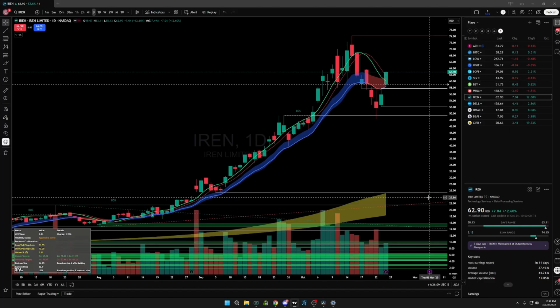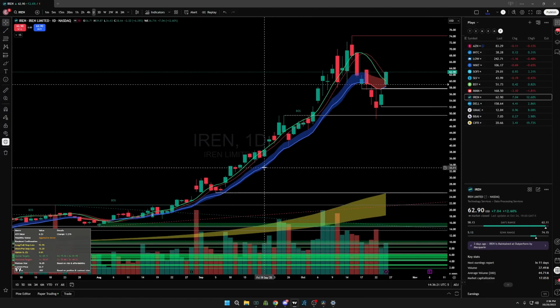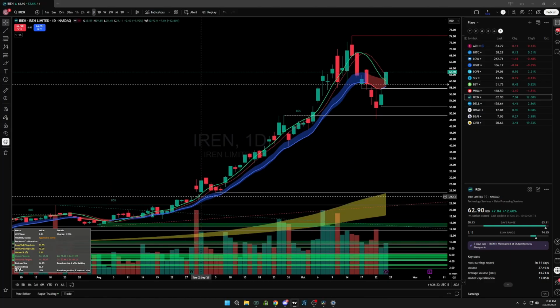The 12 cloud is where moves prove themselves. It tells you if the trend has muscle to continue or it's running out of breath. So in this example on Iran, as you can see, the 12 EMA cloud is the blue cloud right here. As you can see, it's already trending up.